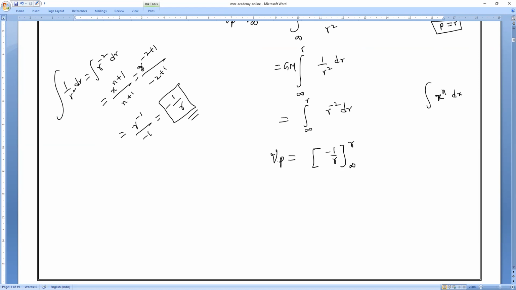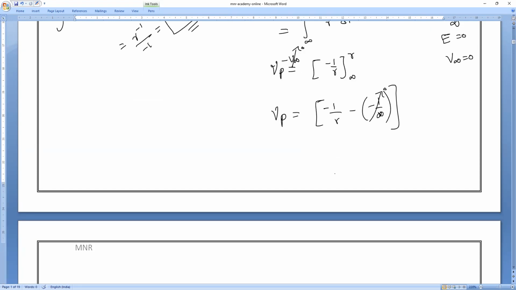Understanding? Here I forgot V at infinity. Anything I told you, at infinity E is equal to 0, V is also equal to 0. So this infinity term will become 0. So Vp is equal to, substituting R, minus 1 by R minus of minus 1 by infinity. Of course, this term will become 0. So Vp is equal to, what is there, guys? Gm, I forgot it. So Vp, the potential at the point P, is equal to minus Gm divided by R.